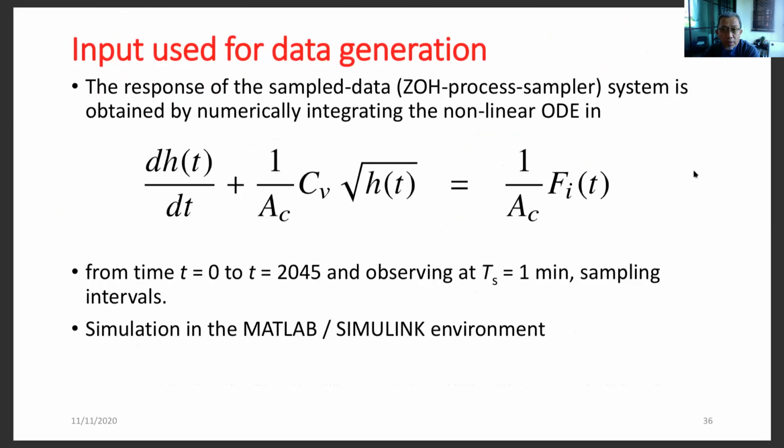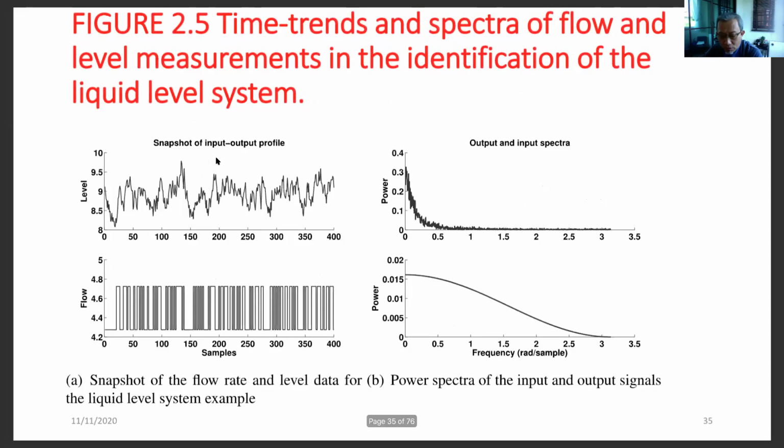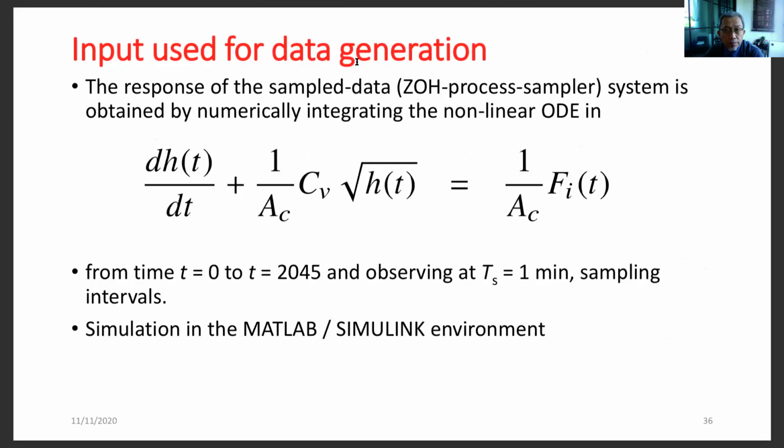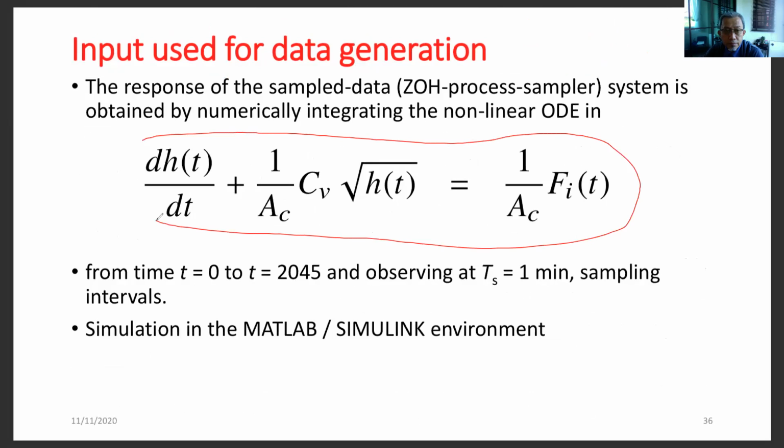So the response of the sampled data, with a ZOH process sampler, is obtained by numerically integrating the nonlinear ODE, ordinary differential equation, here, from time t equal to 0 to t equal to 2045, and observing at Ts equal to 1 minute sampling intervals. The simulation uses MATLAB, so we use these equations in the simulations.